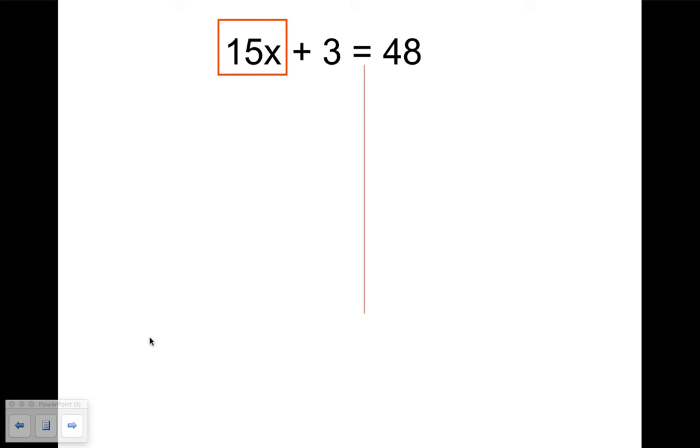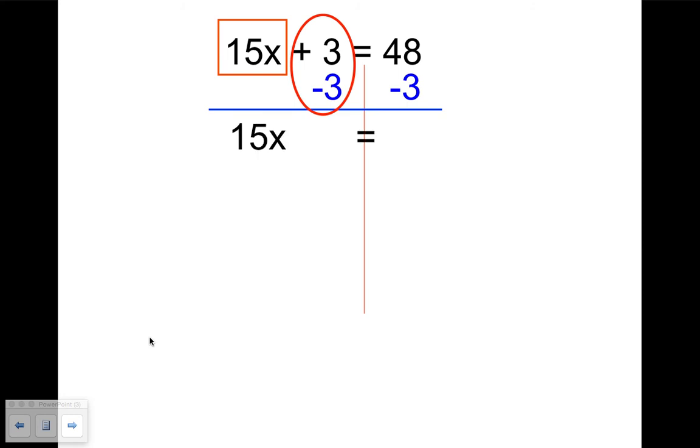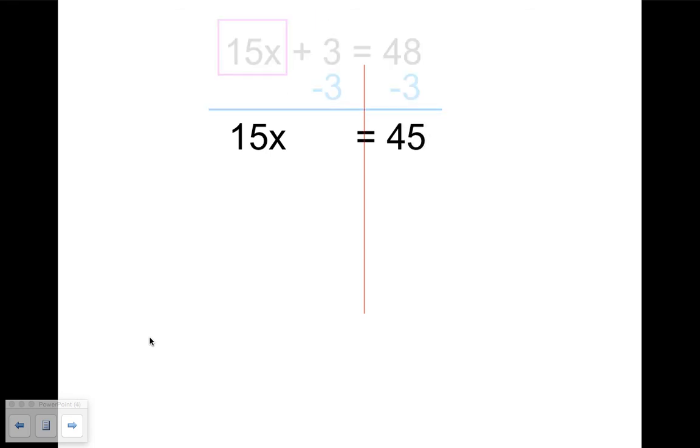This is an addition problem. We're going to subtract 3 on both sides because positive 3 and negative 3 are a zero pair. This isolates the box, so we have 15x by itself. 48 minus 3 equals 45. That's the end of step 1. Step 1 fades to the background. Step 2, multiply or divide.